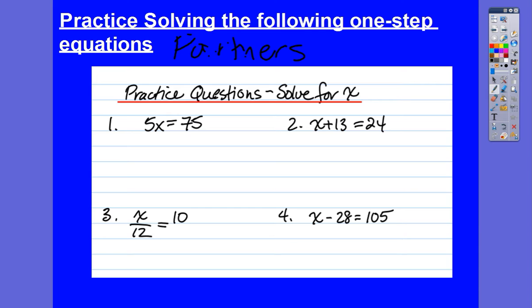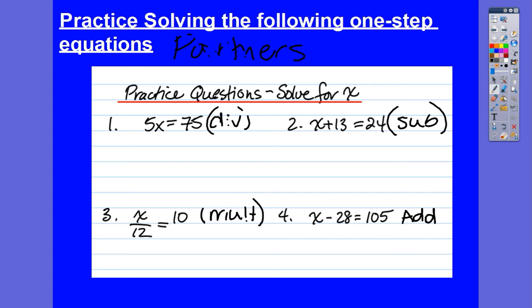Same thing with number 2. What operation is being performed? Addition. What is the inverse or the opposite of addition? Subtraction. And I would actually have them write down what they're supposed to do so that they know when they're working with their partner what they need to do. Number 3, hopefully they would start to recognize that as division. So then they know that they have to multiply in order to get their answer. Same thing with number 4. The operation is subtraction. They need to do the inverse, which would be addition. So then they can put that they need to add here.